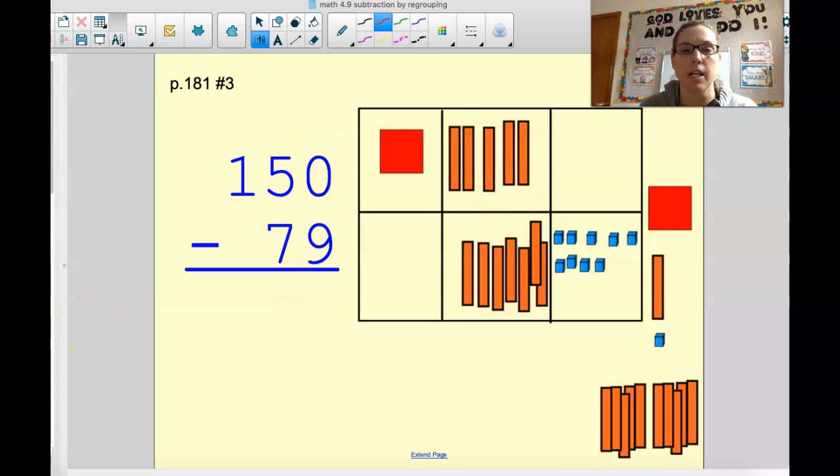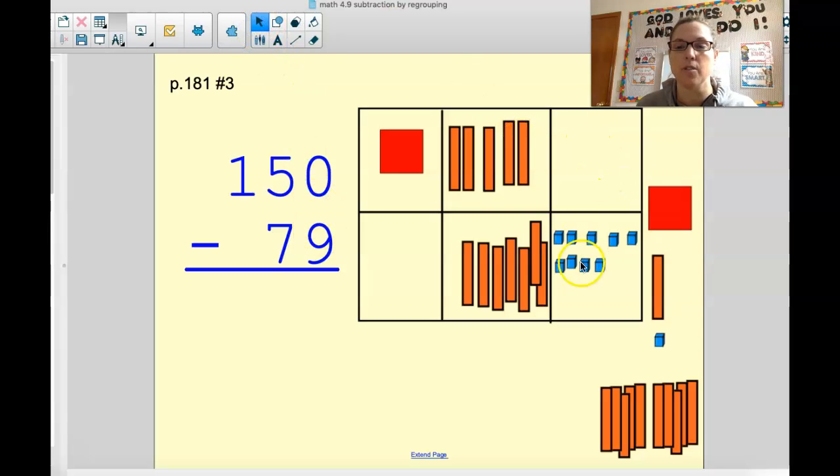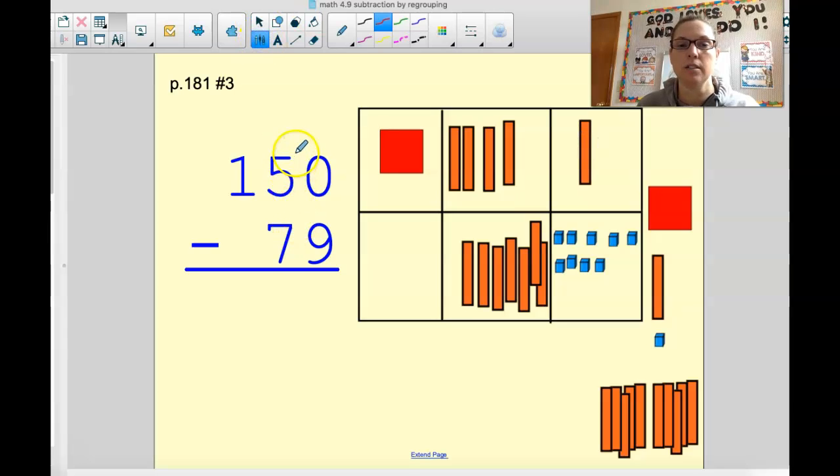Okay, number 3, 150 take away 79. So let's start in the ones place. 0 take away 9. Do we have more on the top or more on the floor? We have more on the floor, so we have to go next door. Let's do it with blocks first. So 0 take away 9. Can't do it, so we're going to go next door and get a 10 and bring it into the ones place. So let's show that in writing.